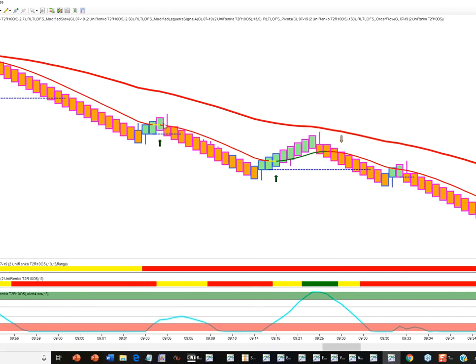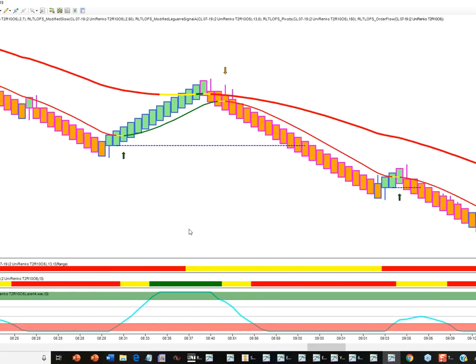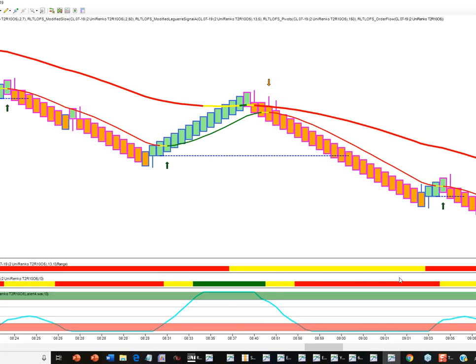Right here, this was a tough call. This is another short trade. Order flow long-term Laguerre, our chart Laguerre is just beginning to squeak down. Here we have no long-term. We don't trade.